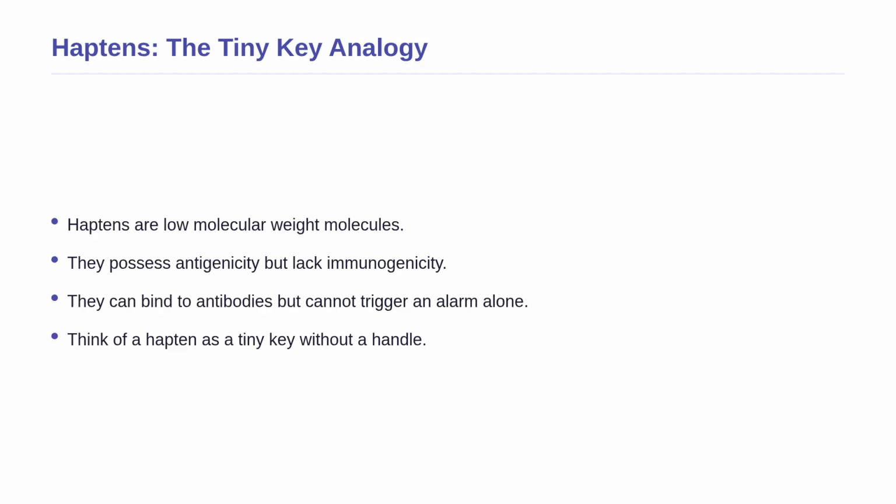Imagine you have a tiny, perfectly cut key, but the lock you need to open is massive and incredibly heavy. Because the key is so small, your fingers cannot get a good grip to turn it. In the immune system, a hapten is exactly like that tiny key. It has the right specific shape to be recognized by the immune system's locks, which are antibodies. However, because it is a low molecular weight molecule, it is simply too small to trigger the alarm on its own. It possesses antigenicity, meaning it can bind, but it lacks immunogenicity, meaning it cannot start the immune response by itself.